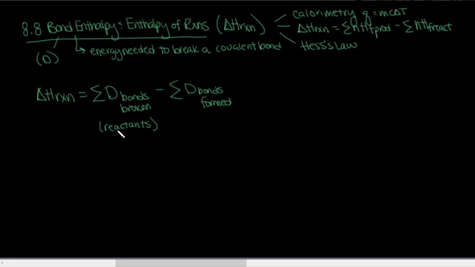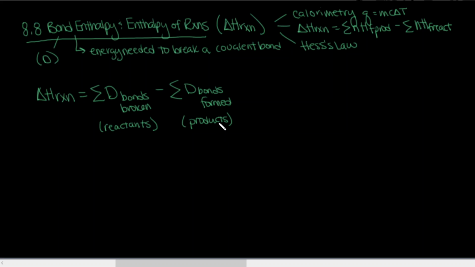Okay, so don't let this mess you up for every other equation that we do, which is always final minus initial, always products minus reactants. This one is bonds broken minus bonds formed. Bonds formed are your products. Here's the other thing that messes people up. They're like, we're not breaking the bonds of the products. I know you're not. I know you're making them.